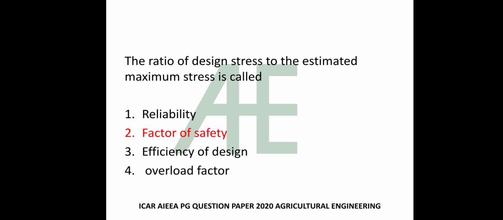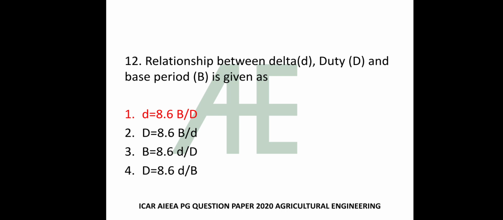The ratio of design stress to the estimated maximum stress is called: reliability, factor of safety, efficiency of design, overload factor. The answer is factor of safety. A relationship between delta, duty and base period is given as: D is equal to 8.6 B by D, D is equal to 8.6 B by D, B is equal to 8.6 D by D, D is equal to 8.6 D divided by B. Please check this answer, as most students get confused while solving this question. So the answer is small d is equal to 8.6 capital B divided by capital D.